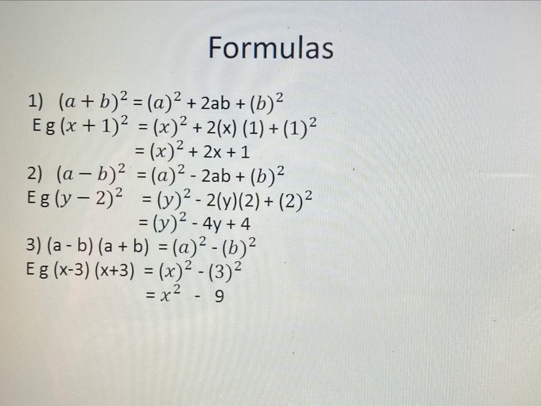Third identity is a minus b into a plus b is equal to a square minus b square. For example, x minus 3 into x plus 3. So we will substitute a by x and b by 3. We will get x whole square minus 3 whole square, that is equal to x square minus 9.